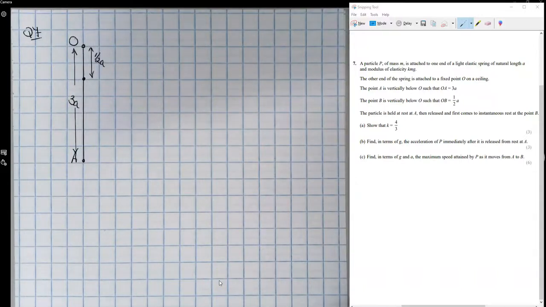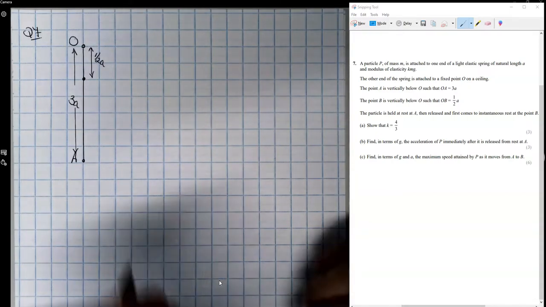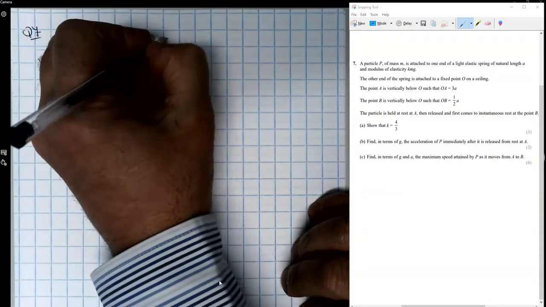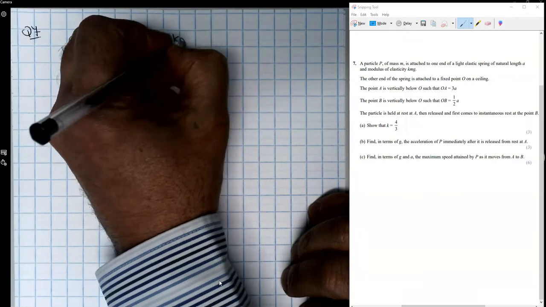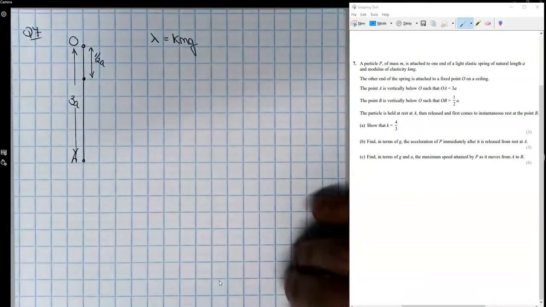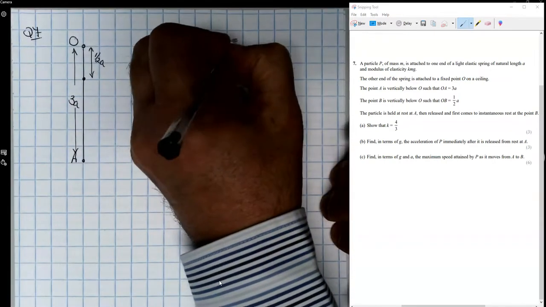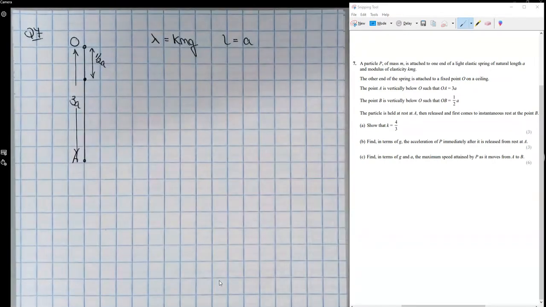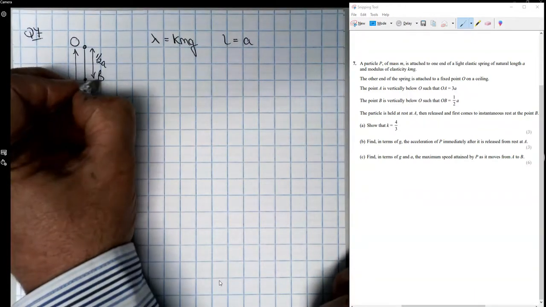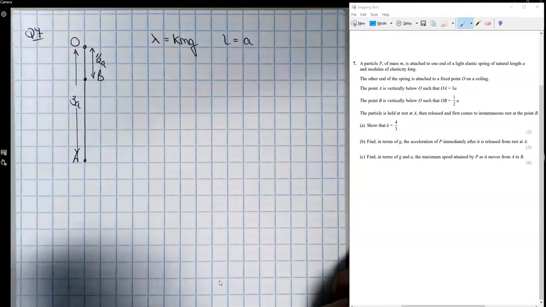Okay, so here we have a spring, so not a string, so it won't go slack at any point. We're told the natural length is a and the modulus, so let's make a note, lambda equals kmg, and we know the natural length is a. It's held at rest and comes to rest at B. B is up here. So it's held at rest here, released, and comes to rest at B.